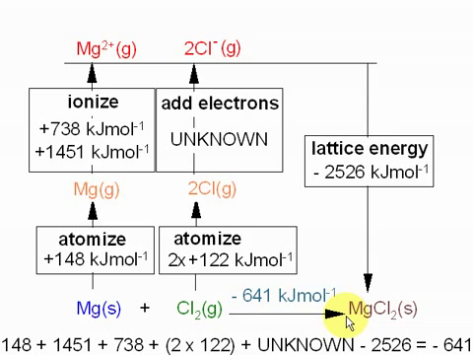So what I've written out in the line of maths are first of all these three values here, which correspond to going up to magnesium 2+ gas. These values here correspond to going from chlorine to 2 chloride ions, and this involves the unknown within this section, and then the lattice energy coming down the other side, and that is all equal to minus 641, the formation energy.